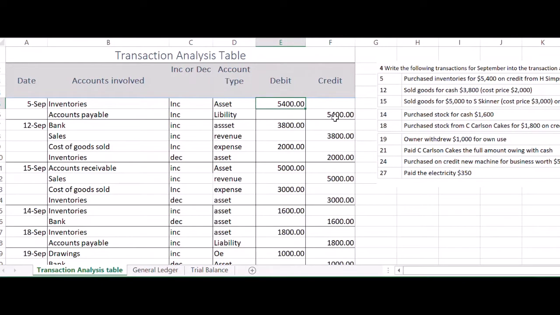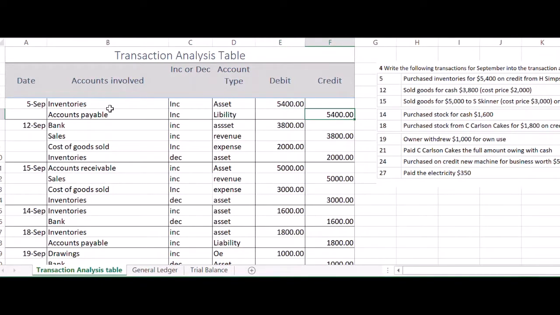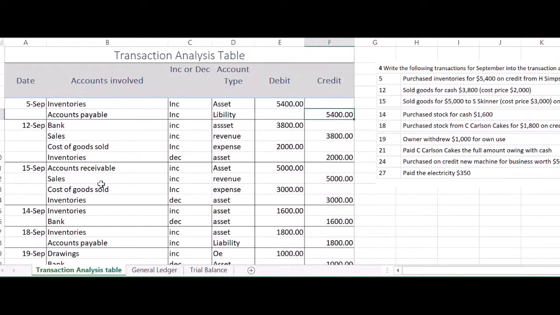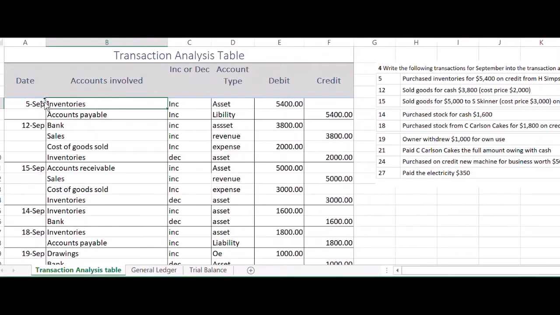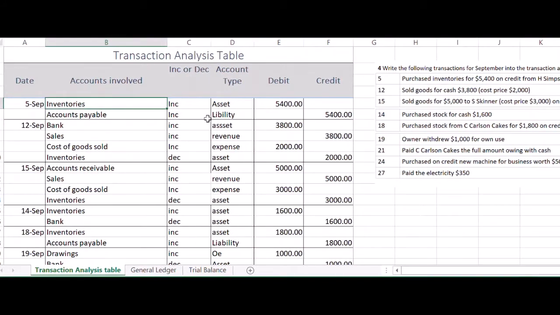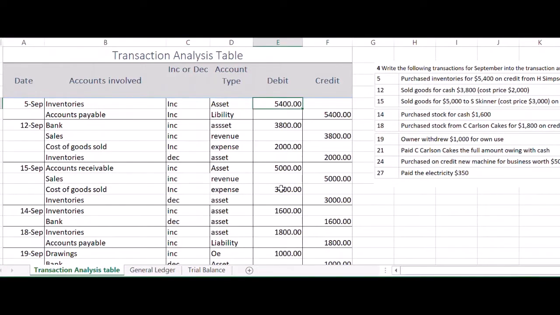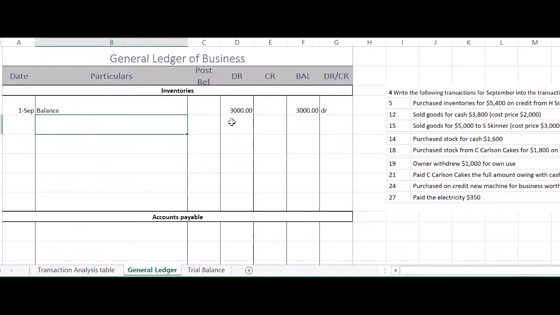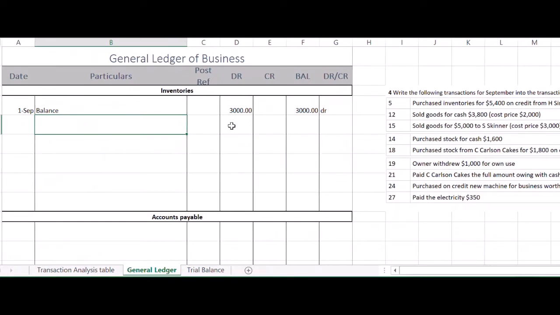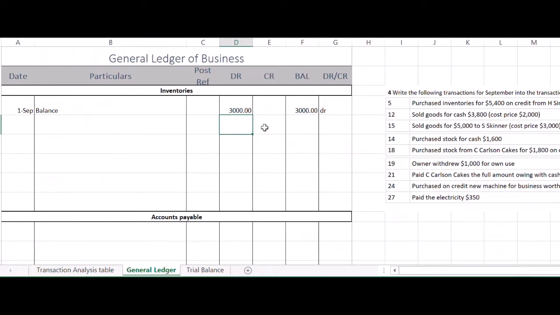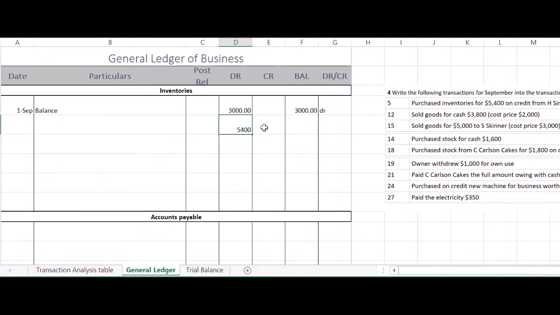Inventories being debit and accounts payable credit. So it looks like we purchased inventories on credit. So I'm going to go to these, like little signposts for us to go to. I'm going to go to the inventories account, and on the debit side, I'm going to write $5,400. I've already got a transaction here, just to see how we go.